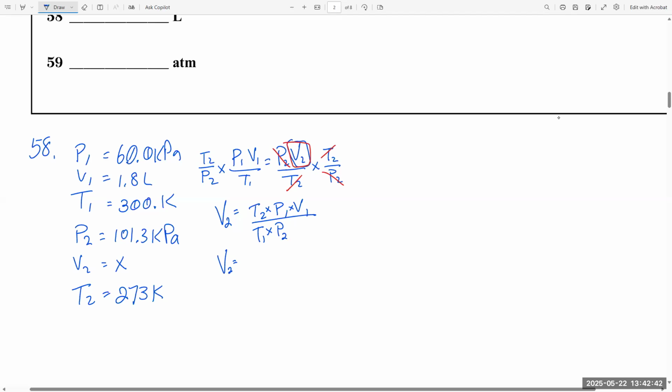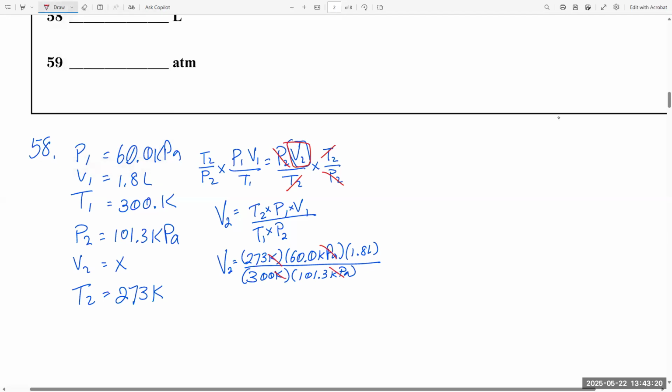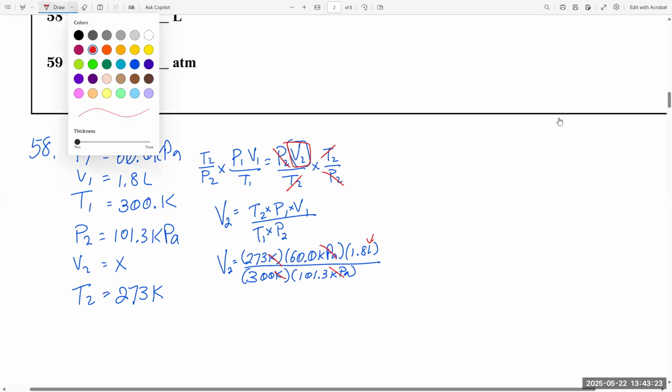So plug in the values, you get 273 kelvins times P1, which is 60.0 kilopascals, times V1, which is 1.8 liters, all over T1, which is 300 kelvins, times P2, which is 101.3 kilopascals. And just like a good student, I'm going to cross out our units, and the liters is what we're trying to solve for.